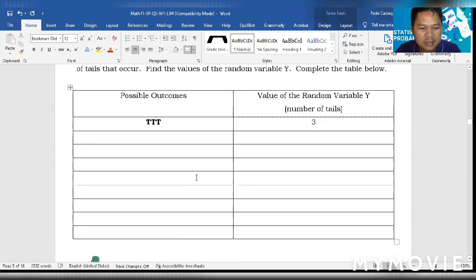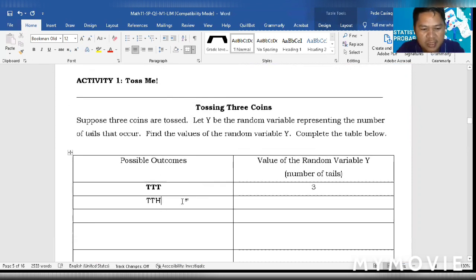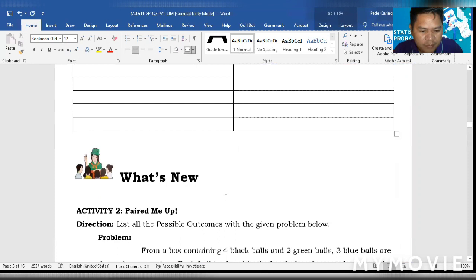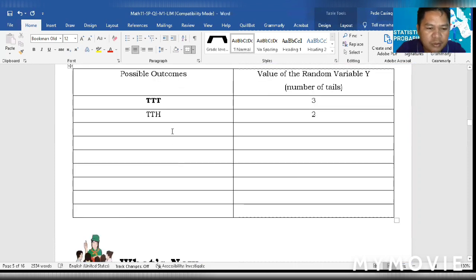You can also have T, T, H. We have tail, tail, head. Remember that 3 coins are being tossed, so you count the number of tails. Since we have 1, 2, and H is not a tail, that is a head, so that is 2. You can continue answering the possible outcomes here, then count the number of tails for your value of the random variable Y. You can write it here.